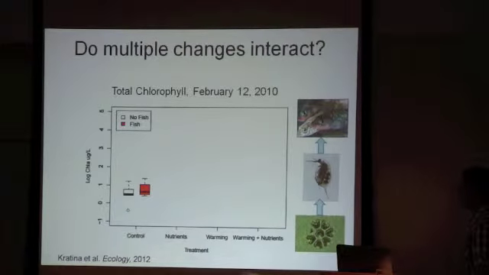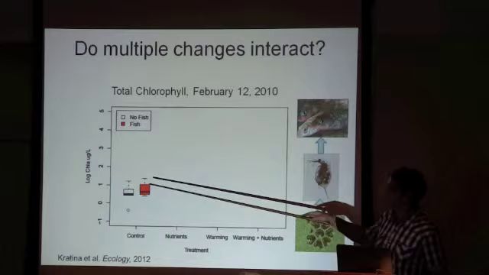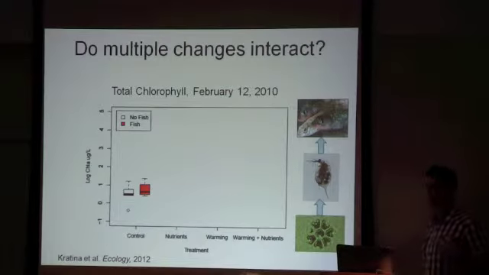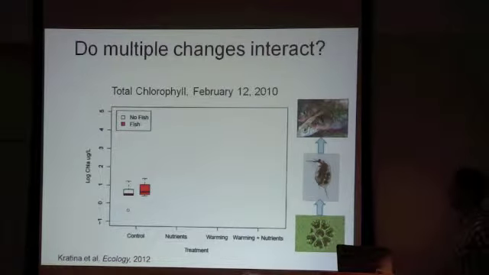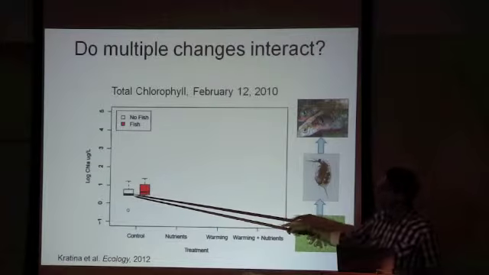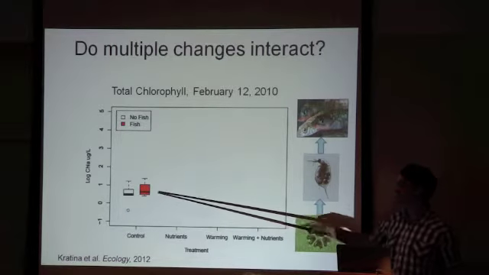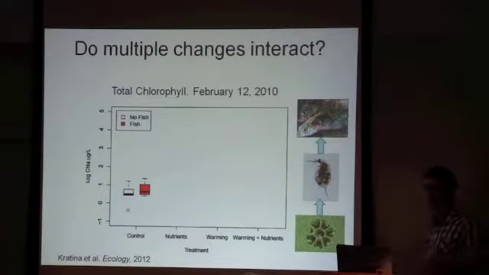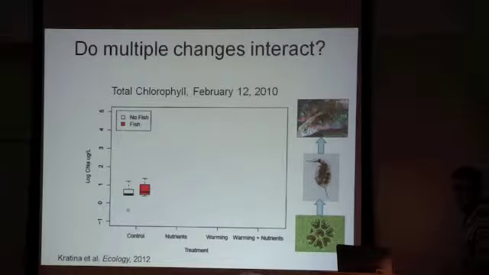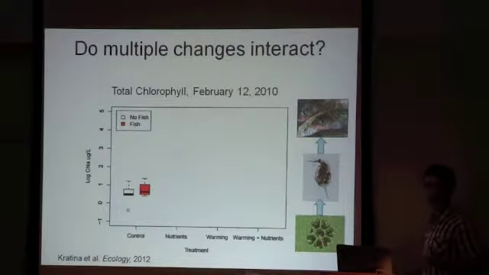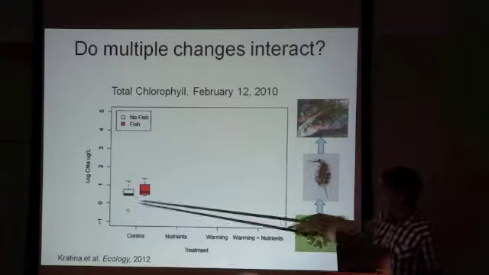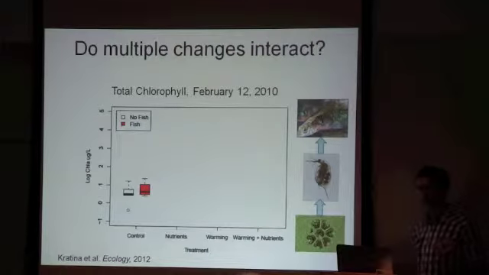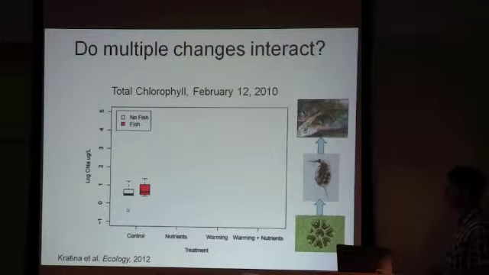So this is now a plot of the chlorophyll concentration, so the biomass of algae in the water, in the tanks without fish in white and with fish in red. So the difference between the red bar and the white bar is the strength of top-down control, the impact of fish on phytoplankton at the base of the food web. And this is in the control where it's at ambient temperature and there are no nutrients added.